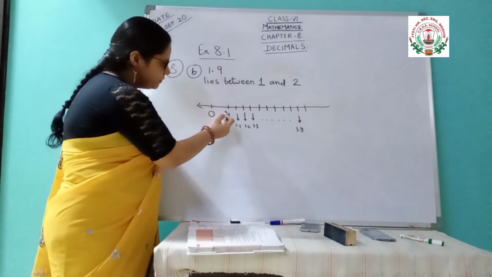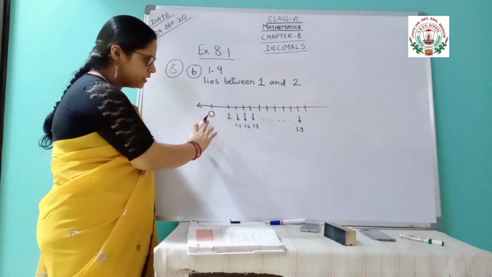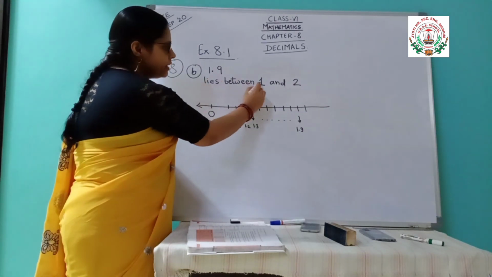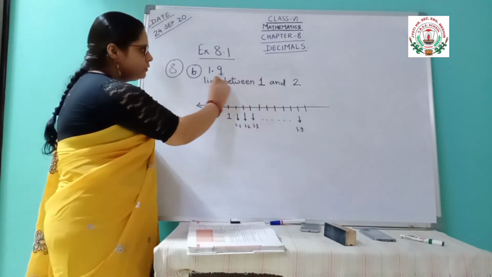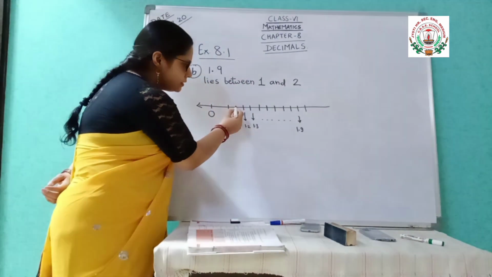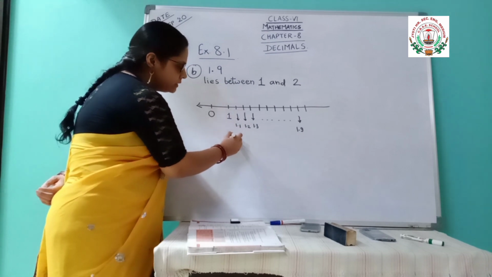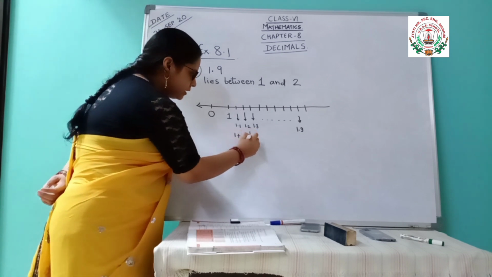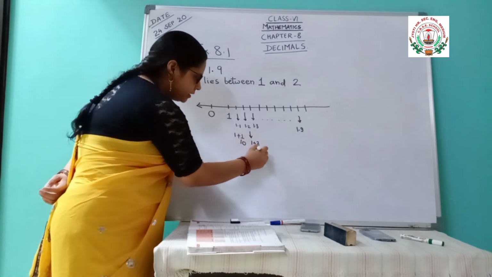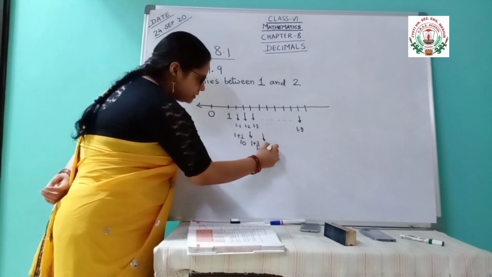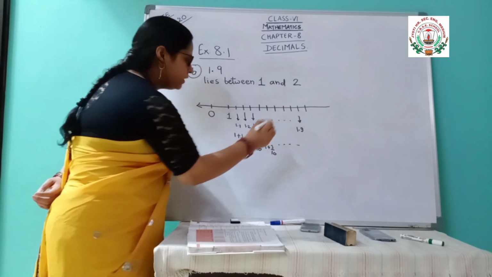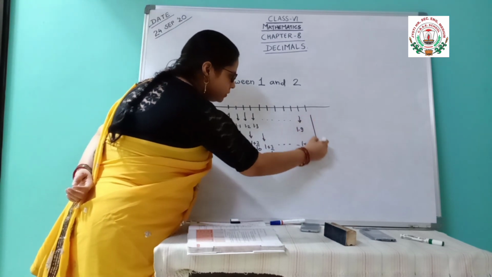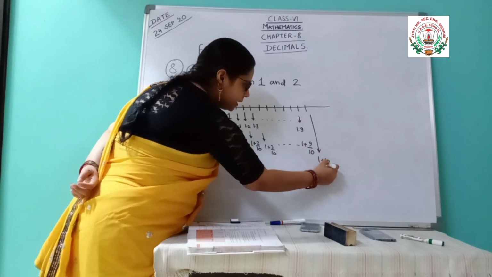Like this, between 0 and 1 we have not taken any markings. Directly after 0 we have taken 1. Then, between 1 and 2, it will lie. So the next marking will be 1.1, or you can say 1 plus 1 by 10. The next one is 1 plus 2 by 10, the next will be 1 plus 3 by 10. Like that if you go, this number will be 1 plus 9 by 10, and this number will be 1 plus 10 by 10.